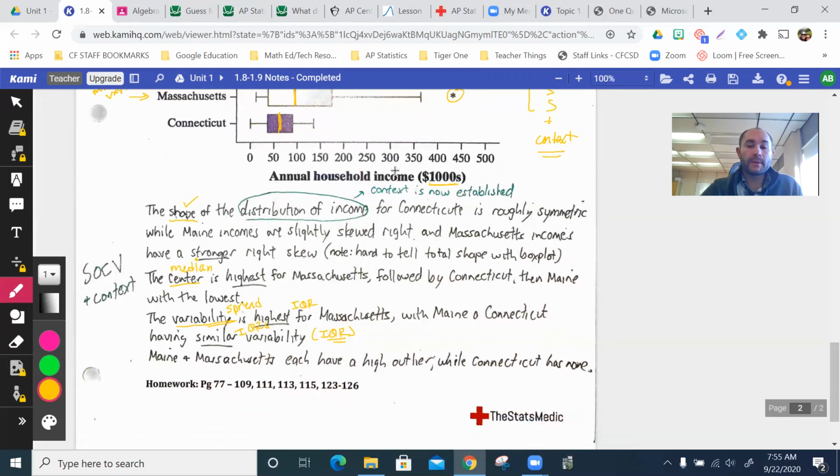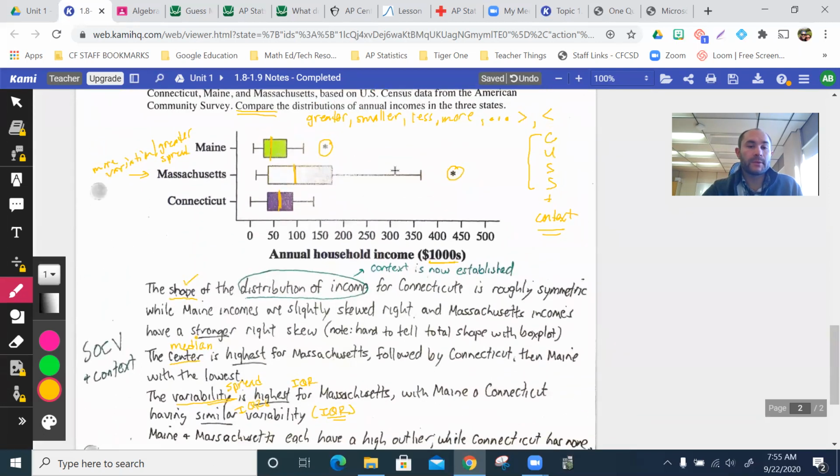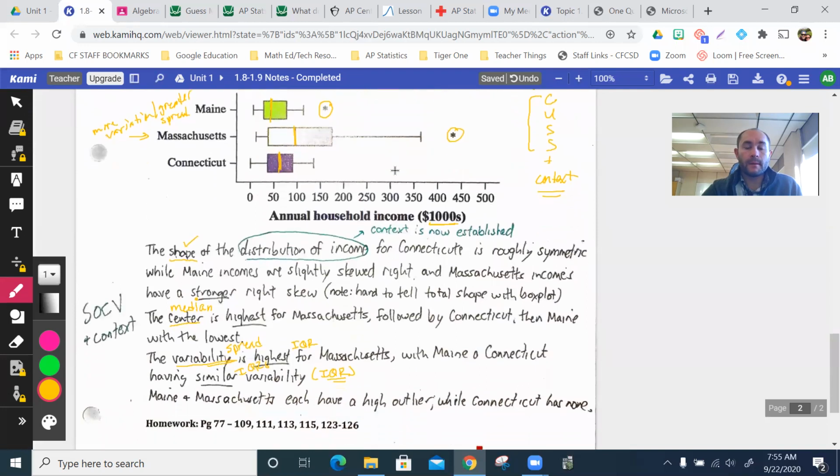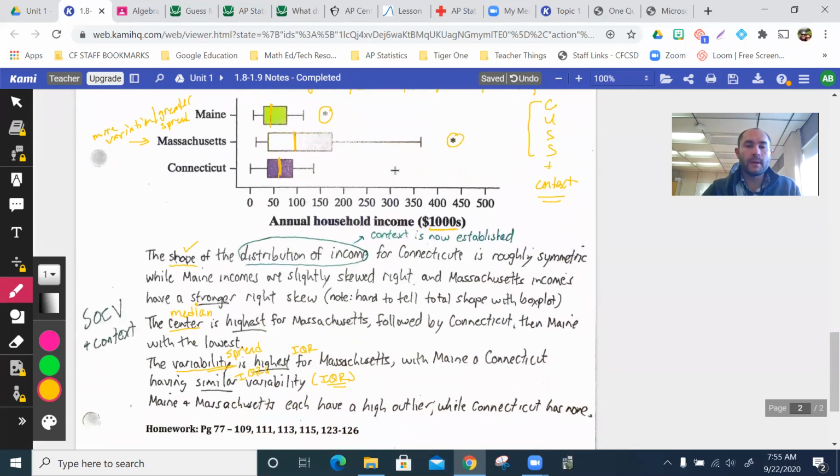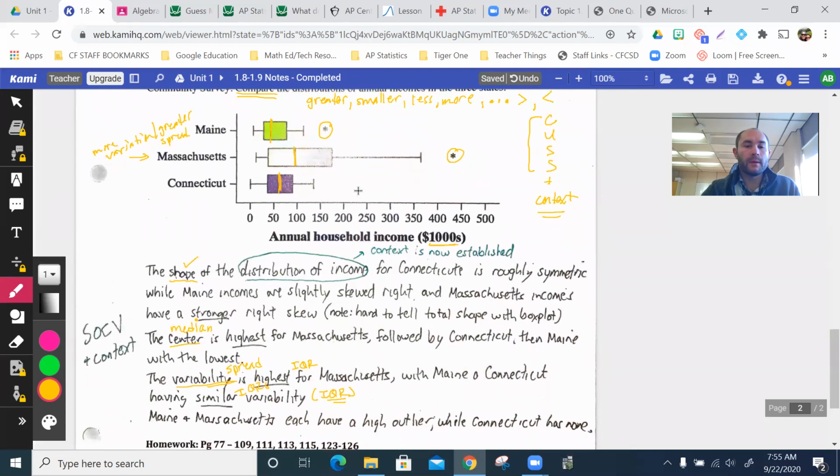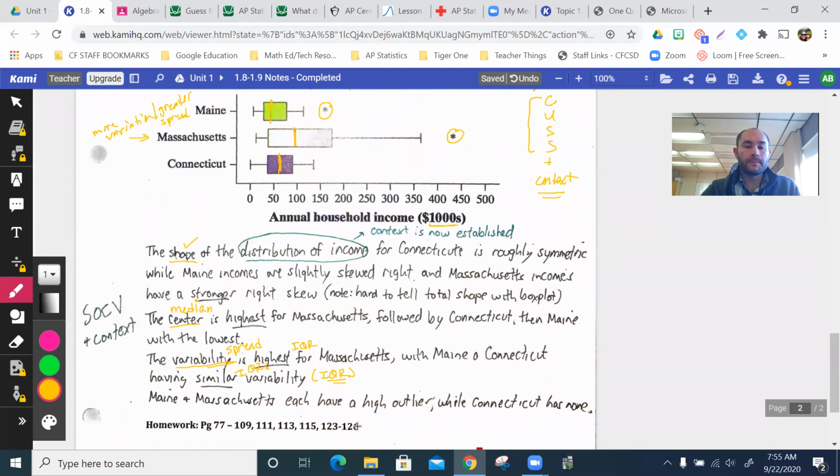So a little bit of comparisons. I've been impressed with our comparisons when we do our Desmos activities, and how we're talking about the distribution. So continue that, but this should be a good example of how you can write a good comparison.